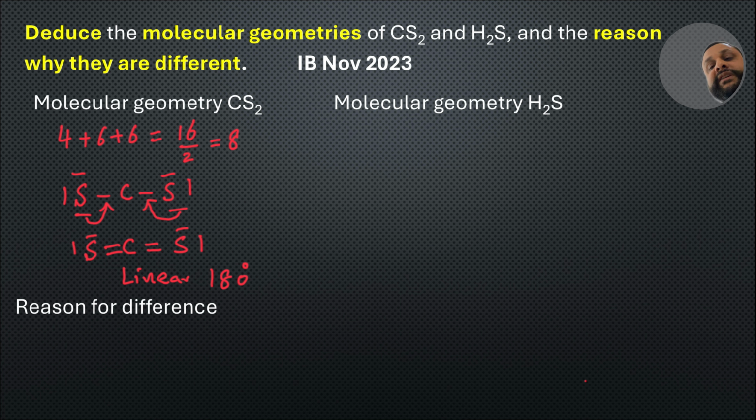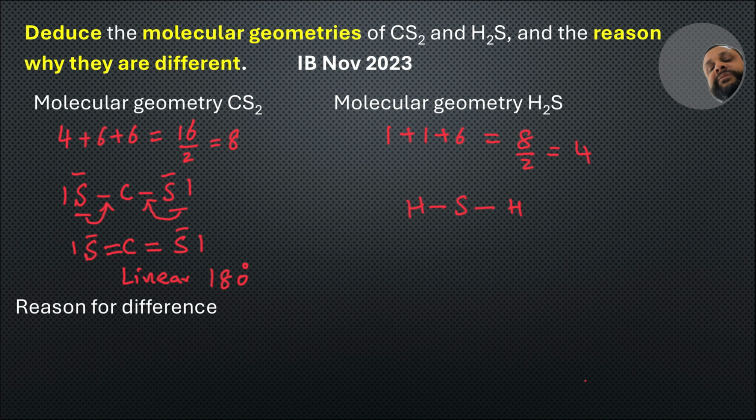Let's move to H2S. So we'll start with the Lewis structure again. Add all the valence electrons. So 1 plus 1 plus 6. So I will have 8 electrons divided by 2. So we'll have 4 pairs of electrons. Hydrogen will never ever be the central atom. So sulfur is the central atom. Put hydrogen around, connect them with a bond. So I have utilized 2 pairs.